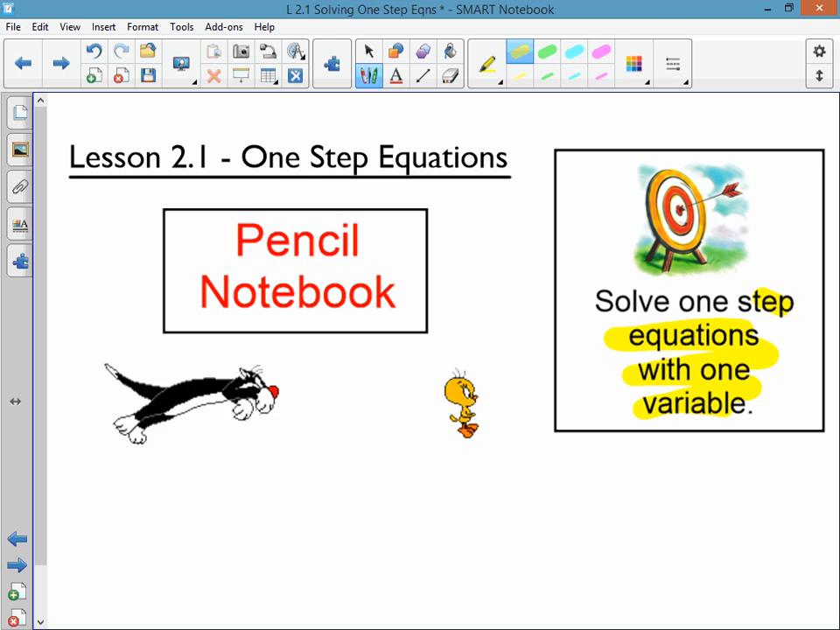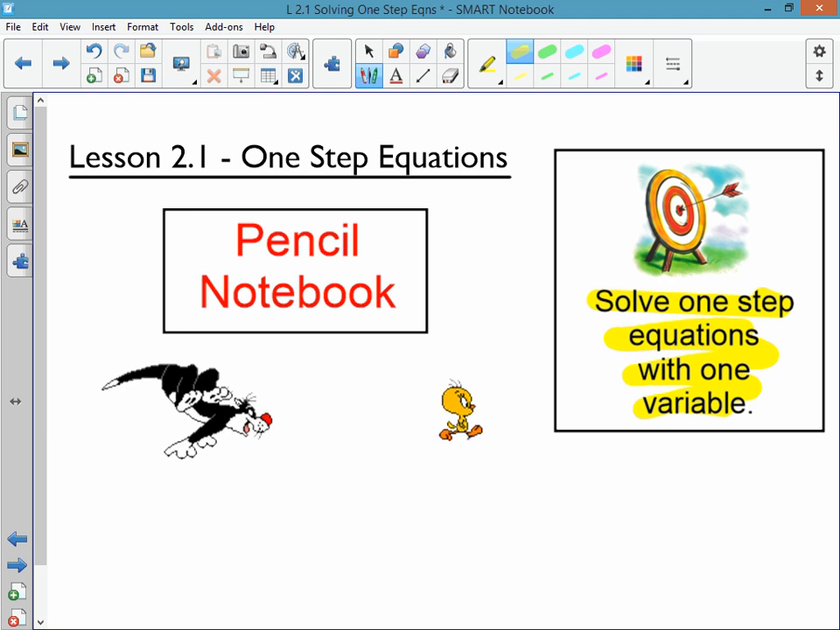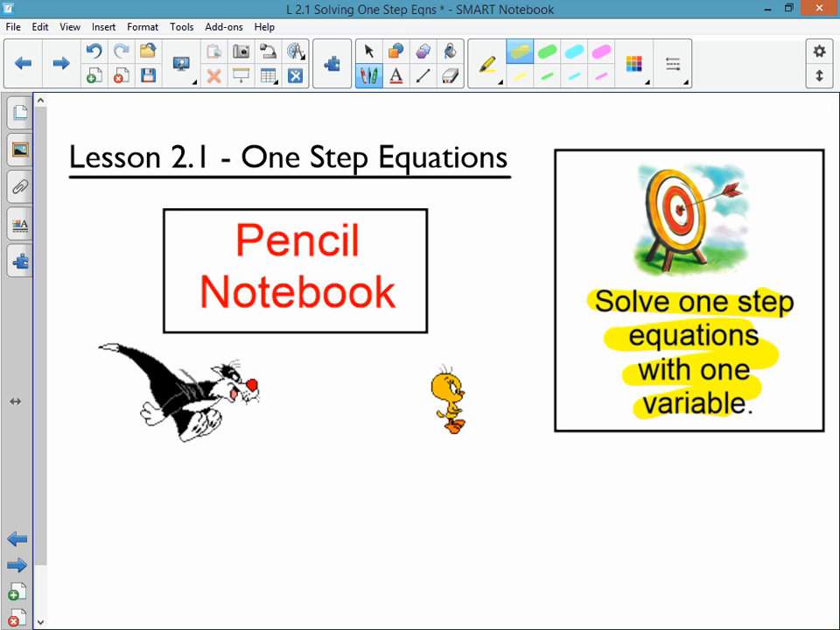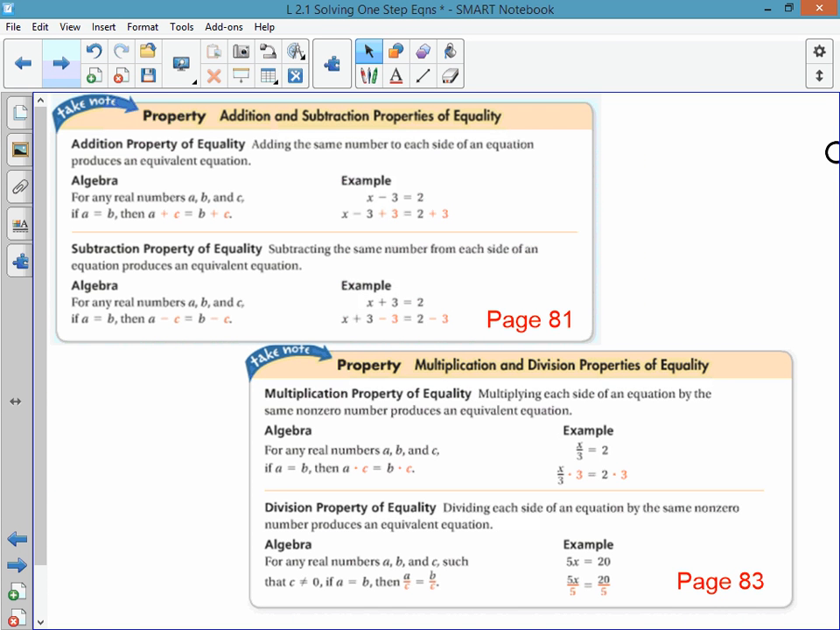The lesson target is to solve one-step equations with one variable, and I kind of make the assumption that you have done these types of problems before, but I do want to go over a couple of tricky ones that most people struggle with. And here we go.